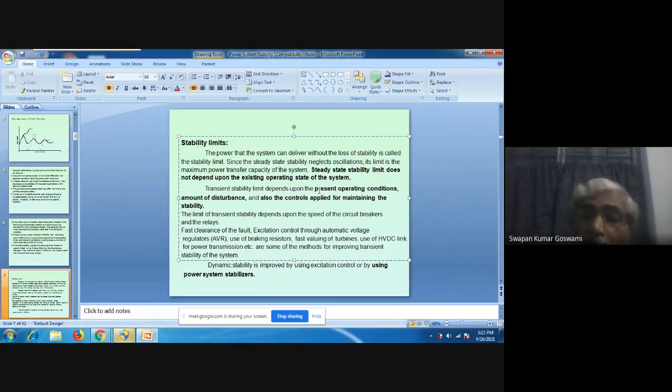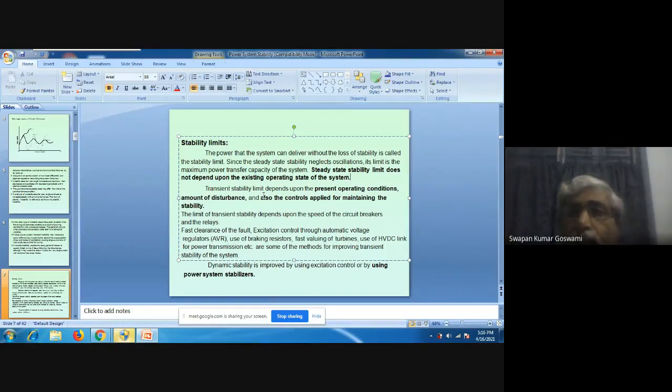So transient stability, we shall see, depends upon the present operating condition. It depends upon the magnitude of the disturbance, how much power is involved in the disturbance, and also it will depend upon the control you are applying for bringing the synchronous speed back in the system. So what is the control applied, how much is the disturbance, and what is the present operating condition?